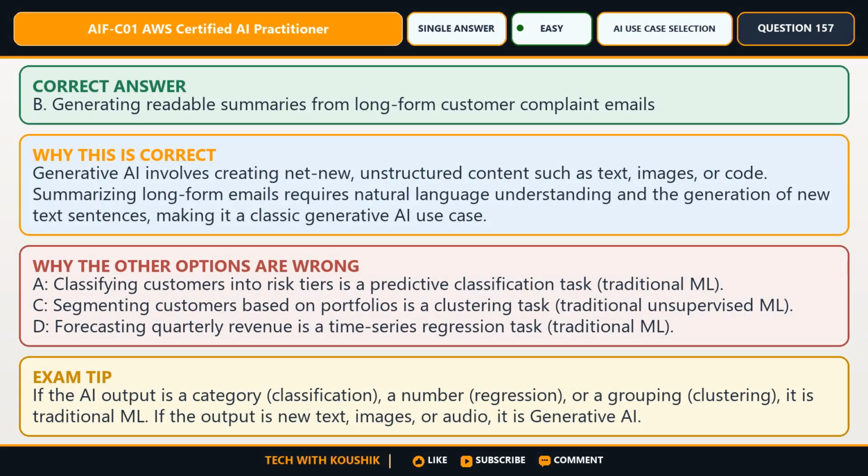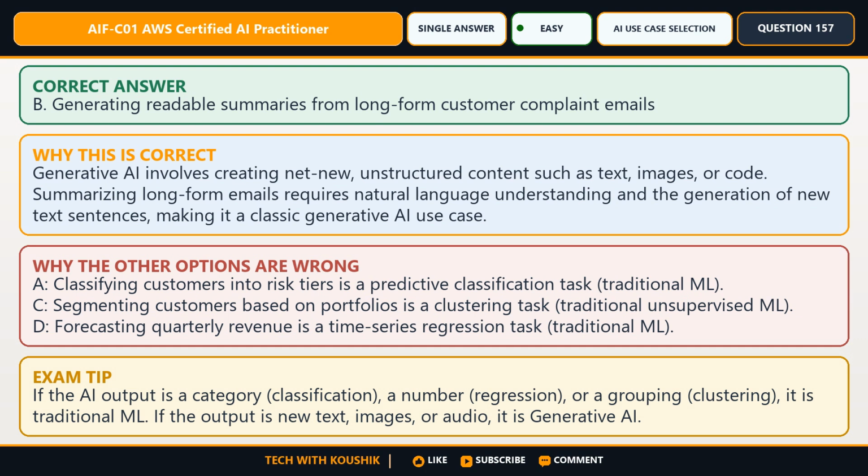The required response is B, generating readable summaries from long-form customer complaint emails. This option satisfies the complete requirement because generative AI involves creating net new, unstructured content such as text, images, or code. Summarizing long-form emails requires natural language understanding and the generation of new text sentences, making it a classic generative AI use case. Check why each remaining option is not the best fit.